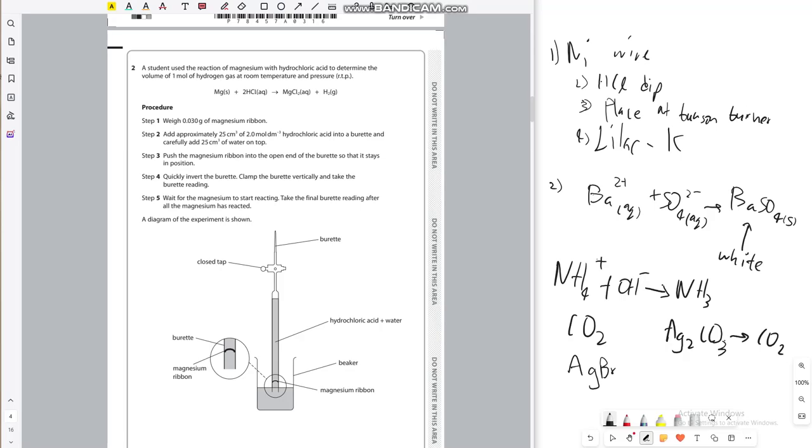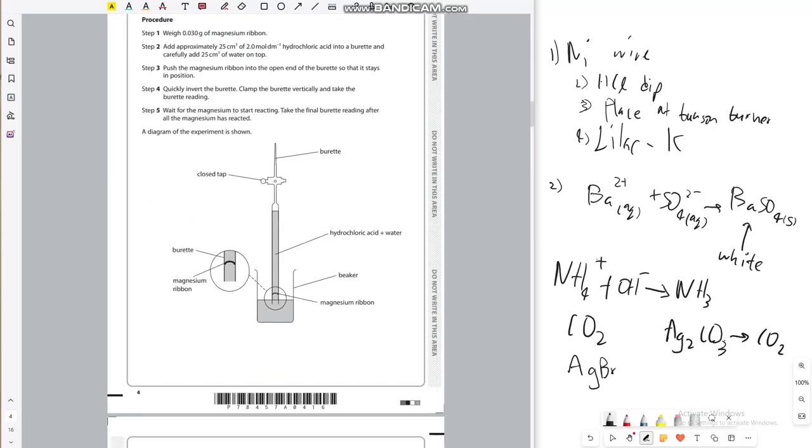So you have a burette. After the reaction happens, a gas is evolved. To collect the gas, you are inverting the burette so that at the top part the gas will be collected. Right. We'll move to the next page to see what they're asking.